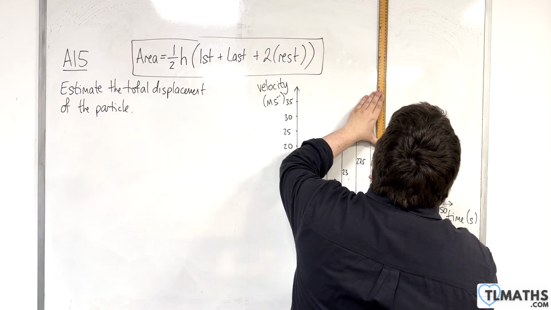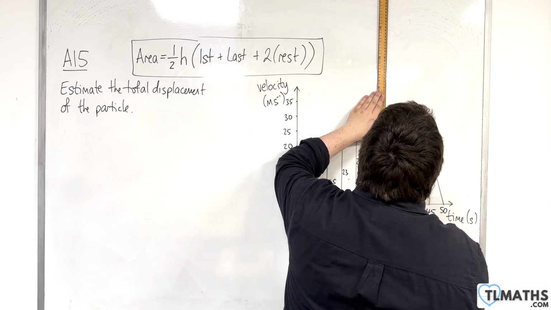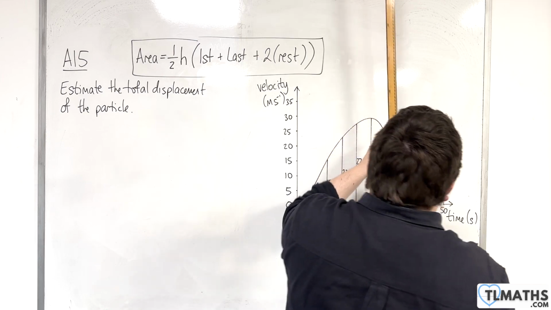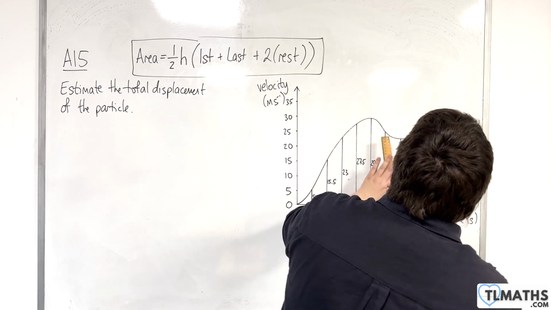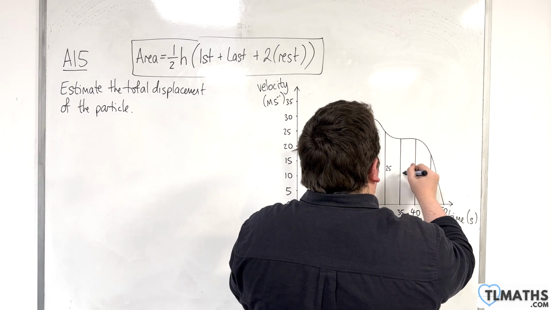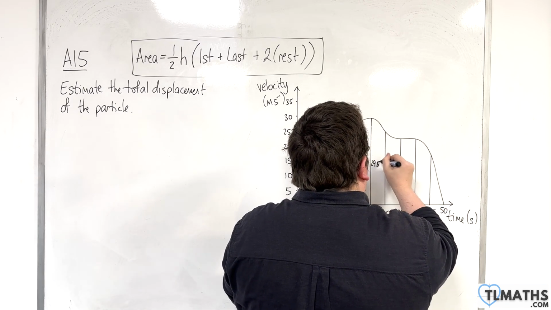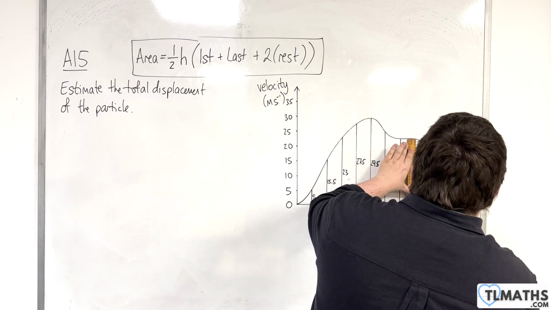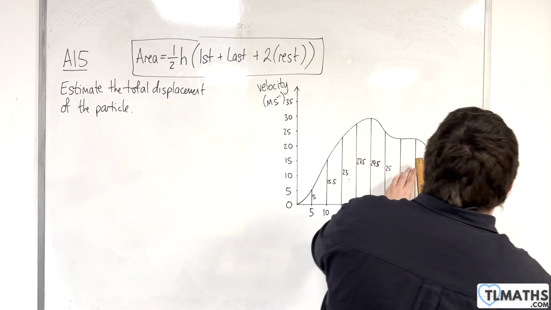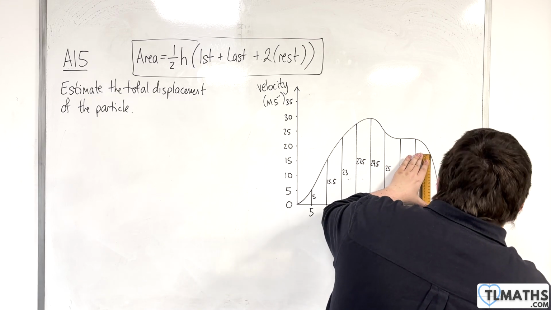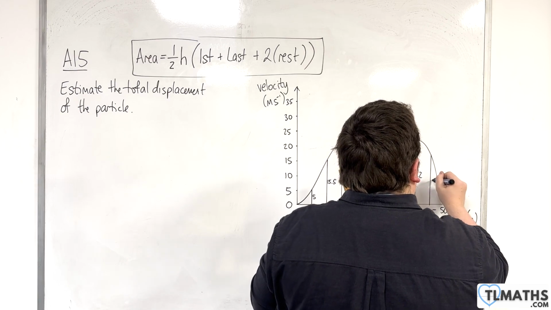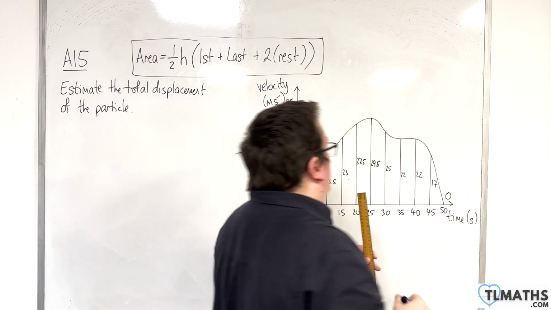Then we've got 25 for that one. Then we've got 22. Then we've got 22 again. Then we have, what's that, 17? And then we're back to 0.